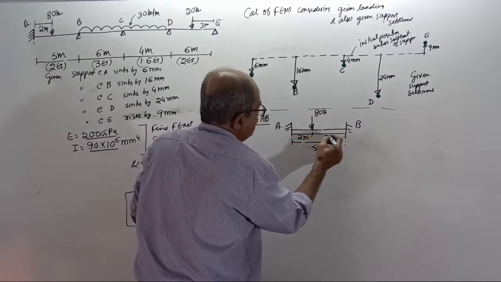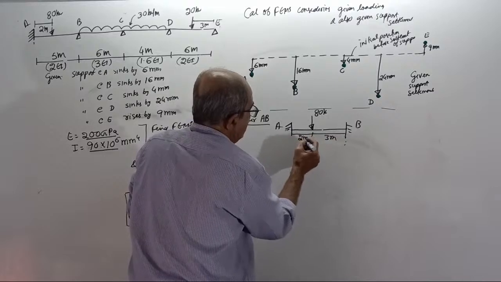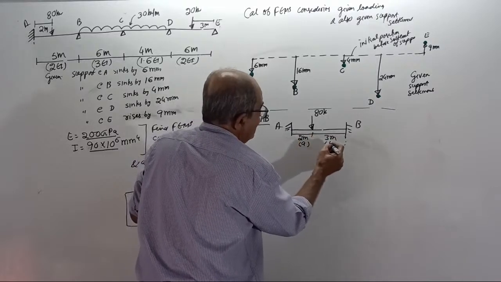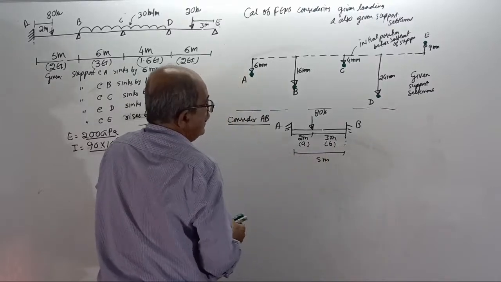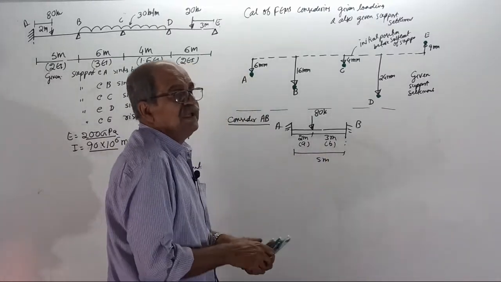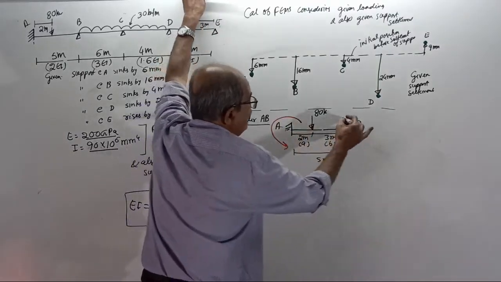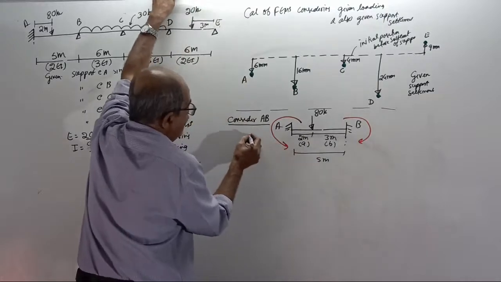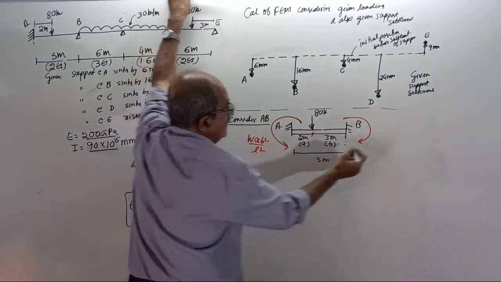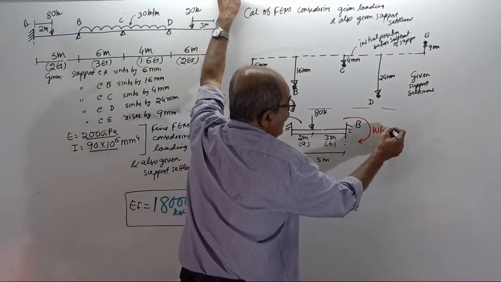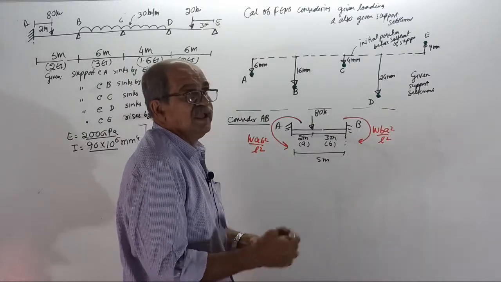This is 3 meter. If you remember, this is 2 meter, 3 meter. 2 becomes a, 3 becomes b. Span is 5 meter. Now, correctly mark FEM. I told loading case. This is anti-clockwise, this is clockwise. Answer: W a b square by L square, W b a square by L square. Now, this is for loading.